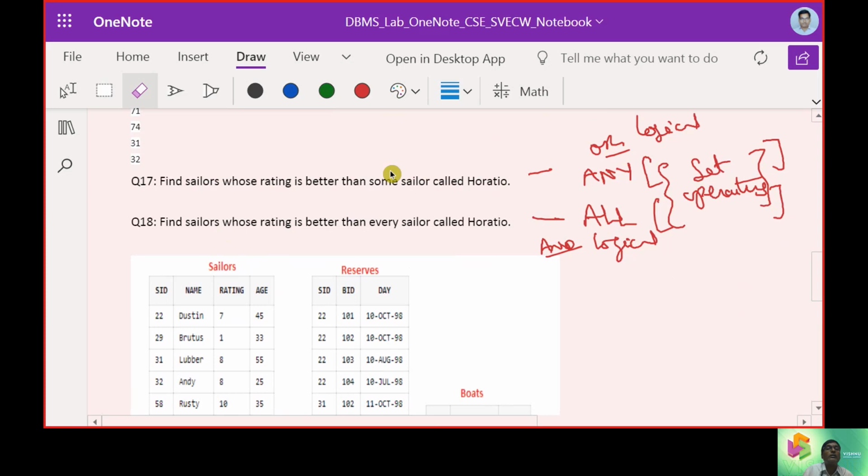So we have some here and every here. Here we can use the any operator, and for every we use the AND operator. Only that difference has to be highlighted.